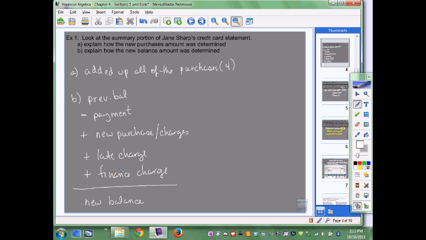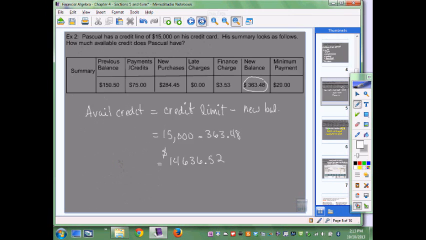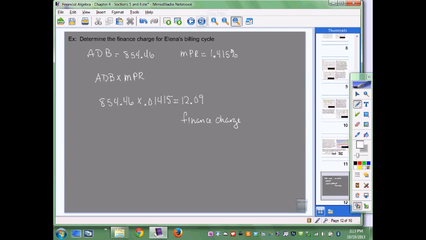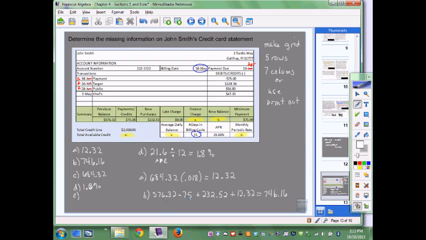And so the formula for the new balance is right there, back in the last section. So we take the previous, subtract the payments, and then add all the other charges. And then finally, E is your credit line, which is 2,000 minus the new balance. So we get 1253.84 that you have left to spend. Doesn't mean you should, though.